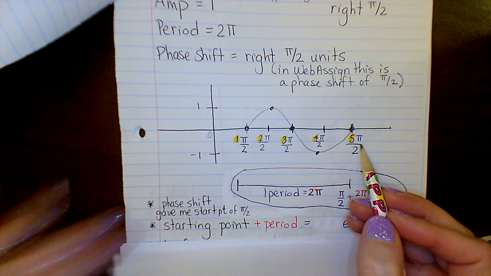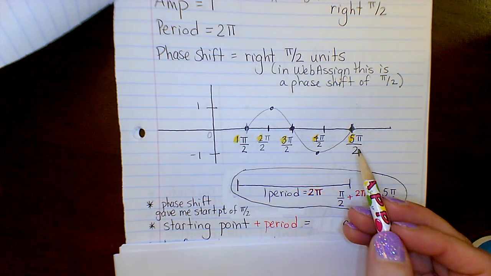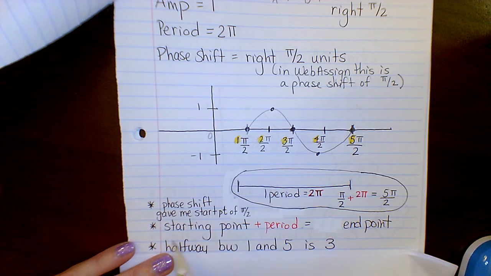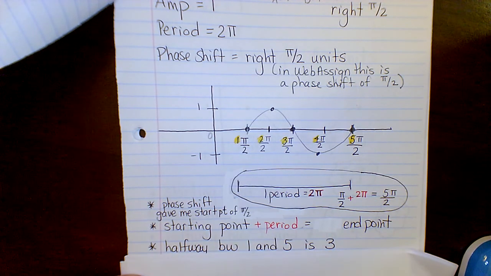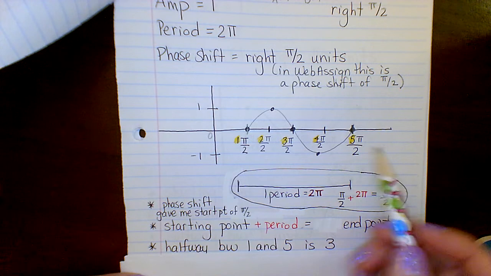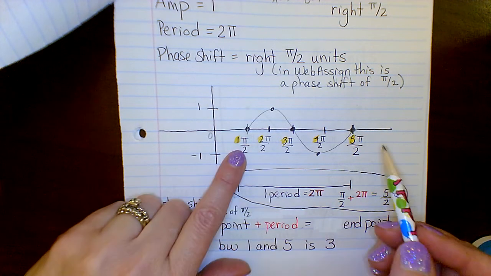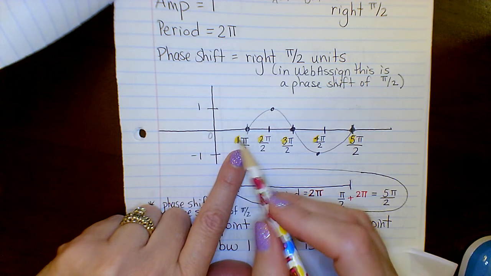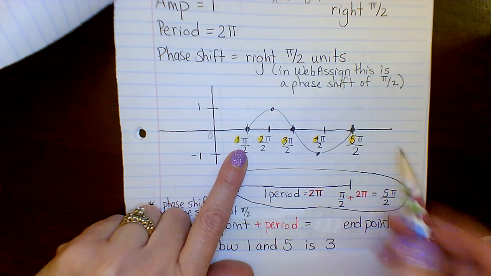So there's my endpoint. All right. Okay, so starting point plus the period is going to give you your end point. Then I start playing the halfway game. So I've got my 1 pi over 2, my start point from the phase shift, my end point from taking the phase shift here plus the period.